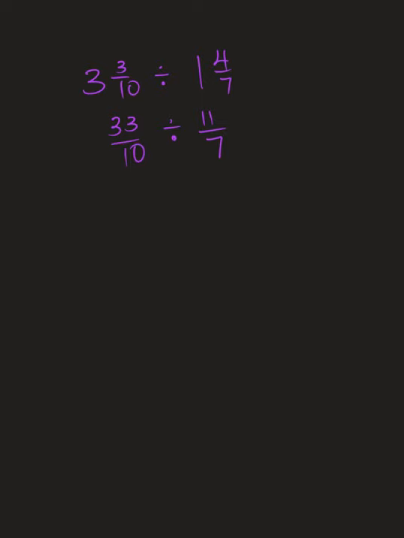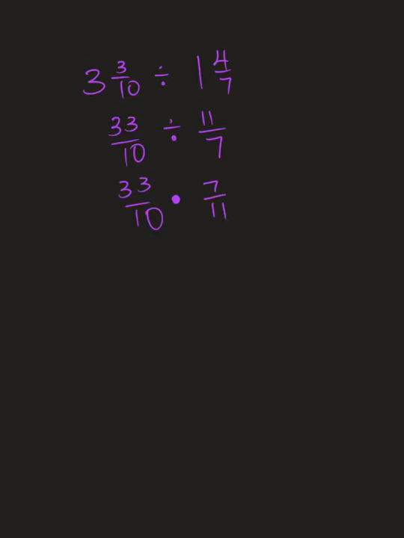Now when I'm dividing fractions, because not everything is always going to divide in evenly, for example, 33 divided by 11 would give us 3, but 10 divided by 7 is going to give us a decimal. We're going to get 1 point something. And we don't want those decimals in our answer. So instead of dividing to get a decimal, we are going to keep our first fraction, we're going to change our division to multiplication, and we're going to take the reciprocal or flip the second fraction.